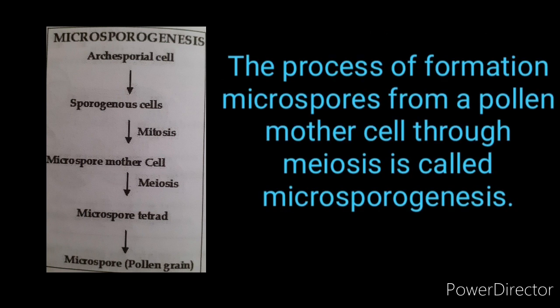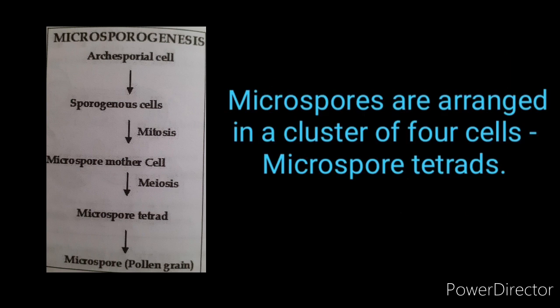The process of formation of microspores from a pollen mother cell through meiosis is called microsporogenesis. The microspores are arranged in a cluster of 4 cells, which is called a microspore tetrad.